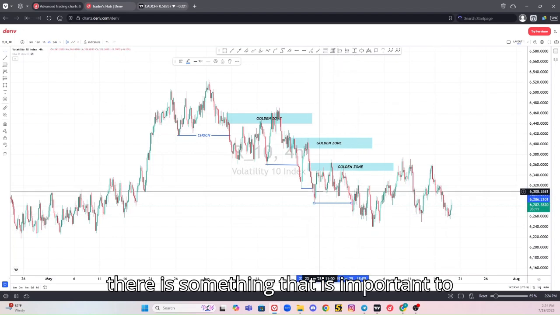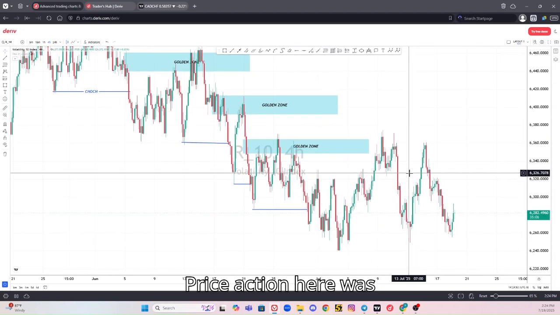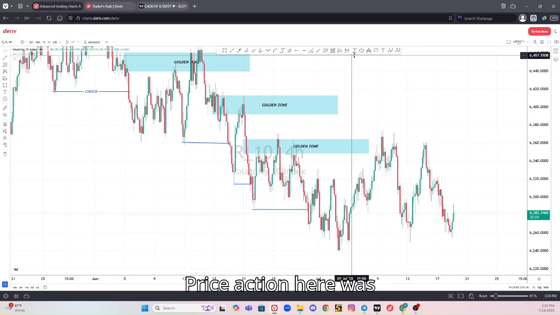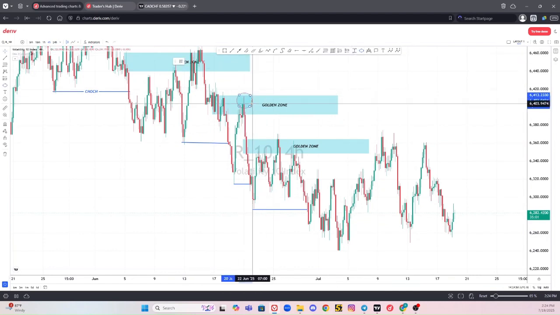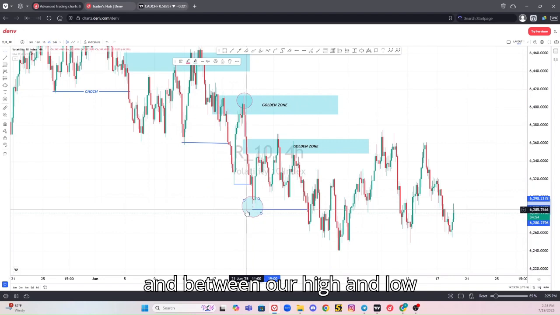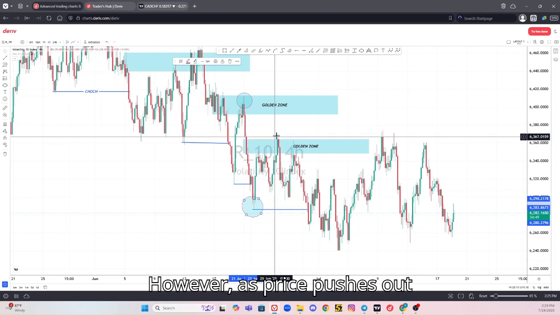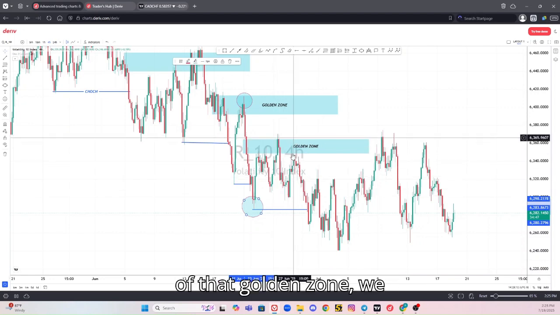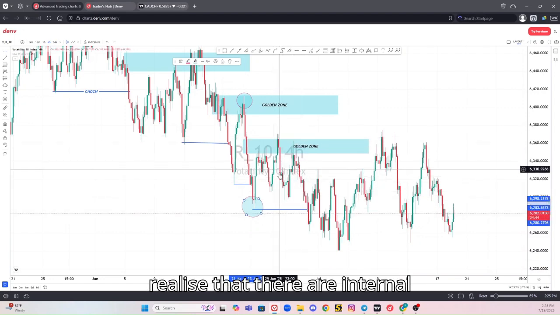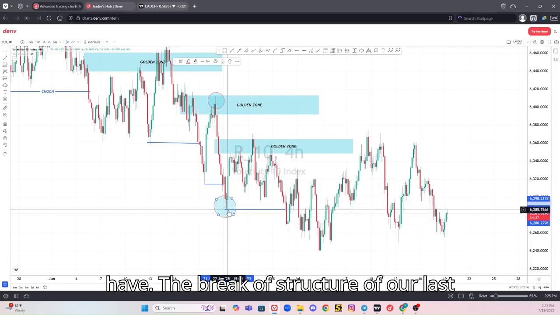However, there is something that is important to note in this price action. Here was our last high. This is our last low. And between our high and low, we identify our golden zone. However, as price pushes out of that golden zone, we realize that there are internal structures that are formed before we have the break of structure of our last major low.